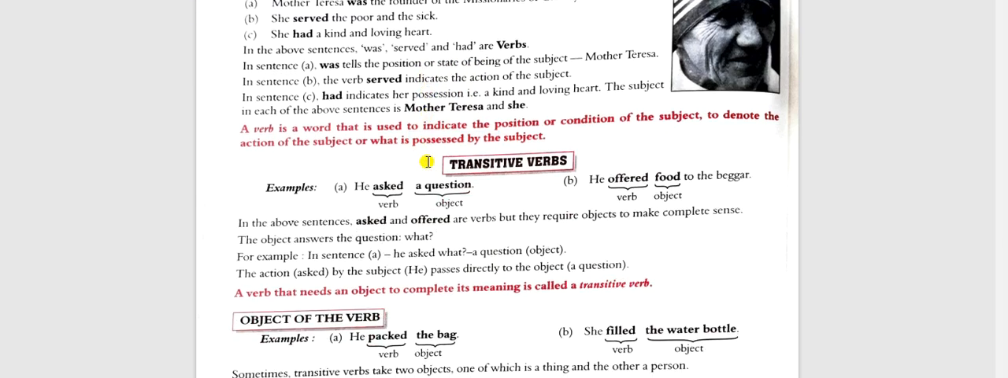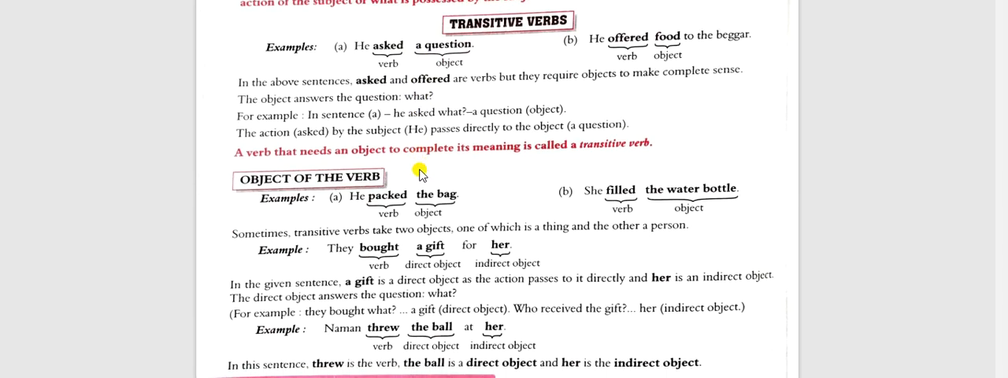So, hope you have got the definition of the verb, right? Now, the next highlight of the page is transitive verbs. In shorter terms, transitive verbs are the verbs that take an object to complete their meaning. Have a look. He asked a question. Now, if we remove this a question part, he asked will look incomplete. So, asked here is the verb that takes the object a question to complete its meaning.